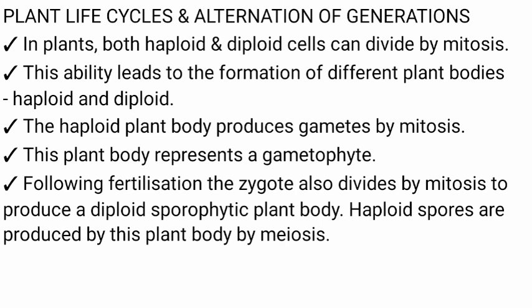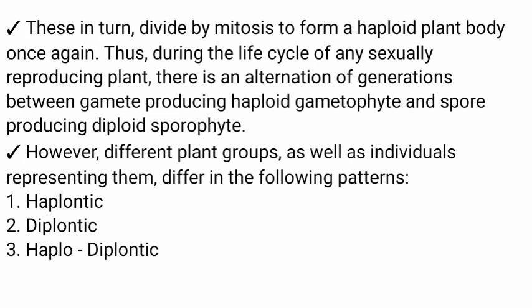Haploid spores are produced by this plant body by meiosis. These in turn divide by mitosis to form a haploid plant body once again. Thus, during the life cycle of any sexually reproducing plant, there is an alternation of generations between the gamete producing haploid gametophyte and the spore producing diploid sporophyte. However, different plant groups as well as individuals representing them differ in the following patterns: 1 haplontic life cycle, 2 diplontic life cycle, 3 haplodiplontic life cycle.